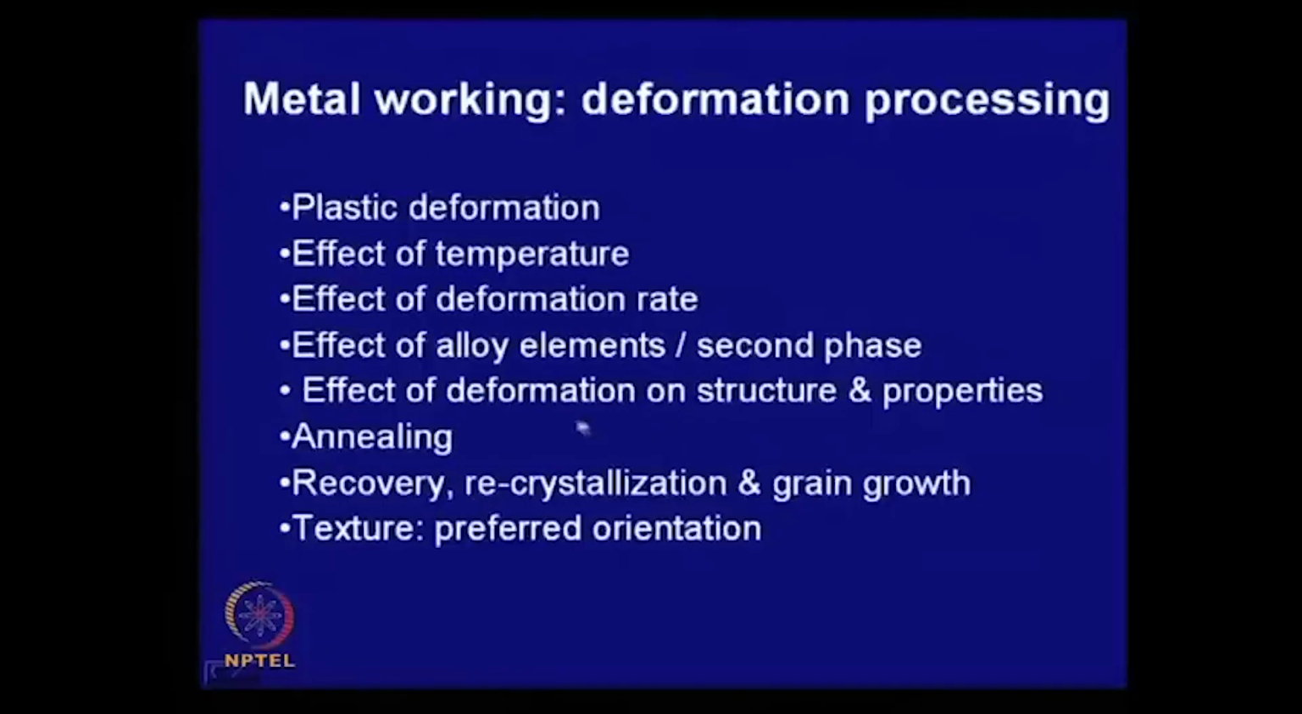We will also see that under certain conditions, by giving a heat treatment called annealing, we will know what it is and how it helps restore the structure which is altered during plastic deformation. We will know about the different stages through which this alteration takes place, which are known as recovery, recrystallization, and grain growth. We will also see in certain cases how, as a result of deformation, texture or preferred orientation develops, and how it can be controlled or removed to get isotropic properties.